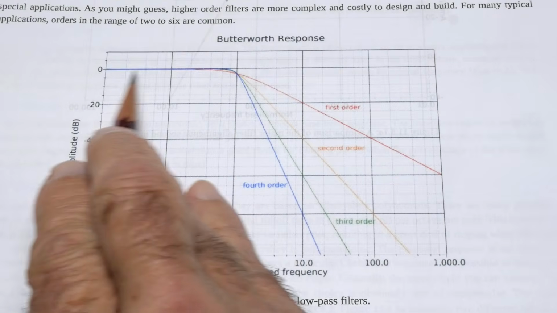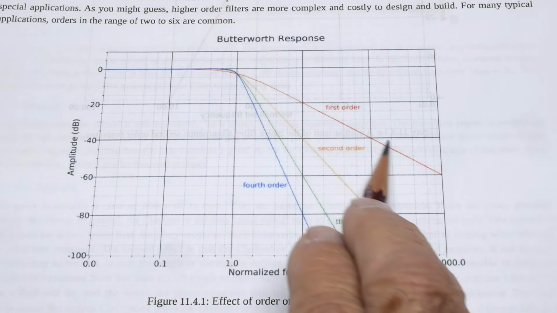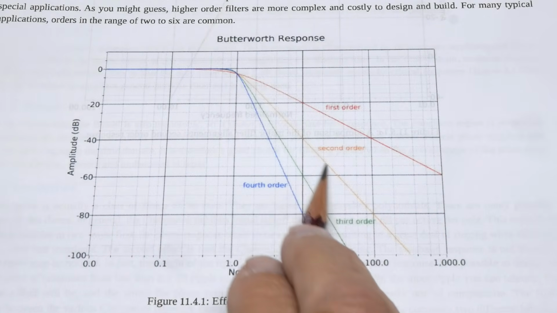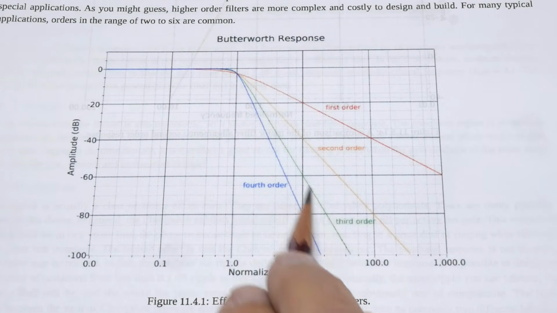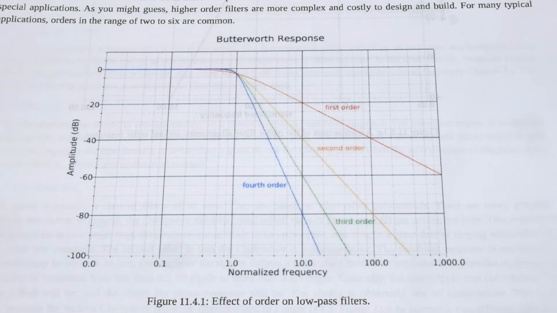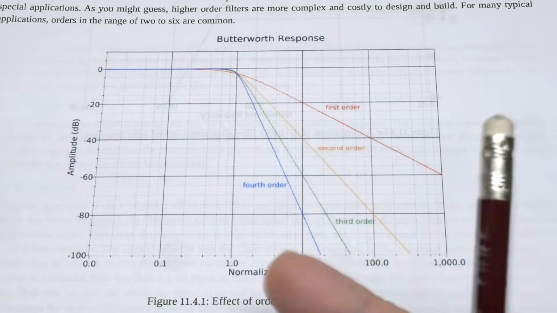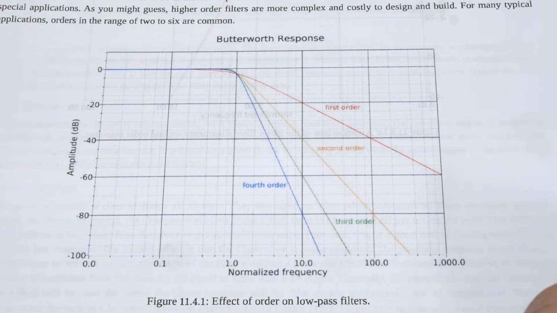So here, this is a first order Butterworth. It comes in and it rolls off like this. Here's the second order. Here's the third order. Here's the fourth order. All right. So they have more components, more L's and C's, but they attenuate faster.